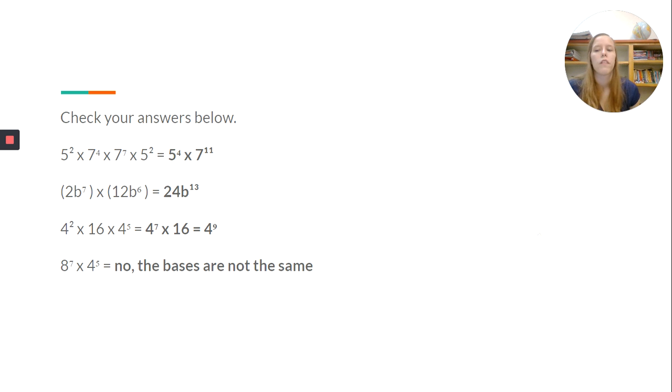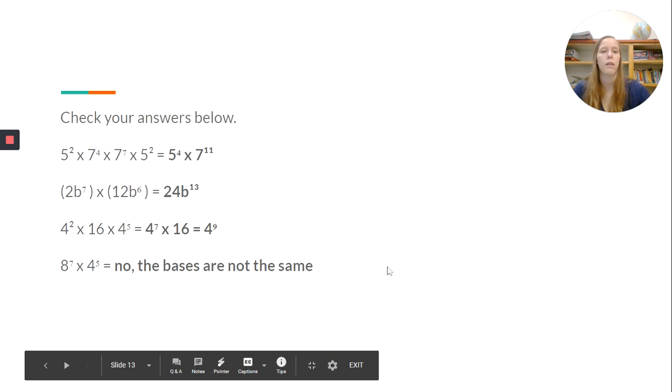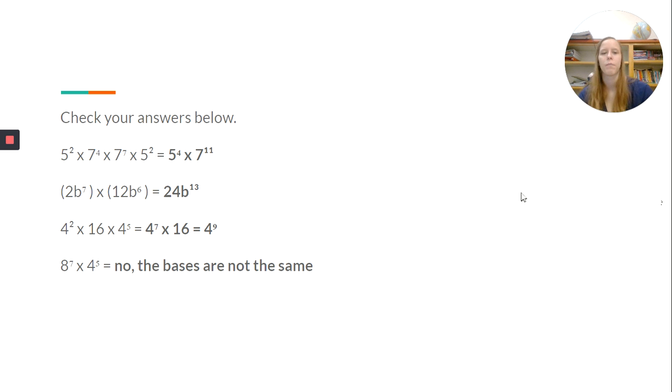So first one, we took the two 5s, we had 5 to the 4th, and then we took the 7, and we got 7 to the 11th. The second problem, we again did that multiplication because it's the same number in front. 2 times 12 is 24, and then b to the 13th. This one, we had to break down that 16. So we had 4 to the 7th times 16, which would then give us 4 to the 9th. And the last one, the bases are not the same, so we cannot do anything about it.